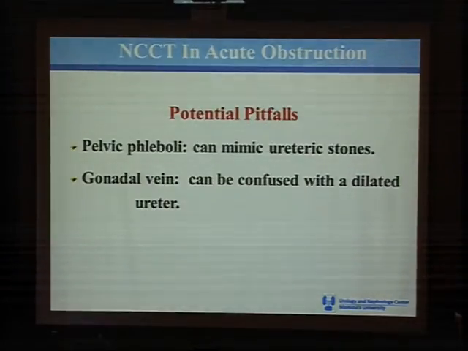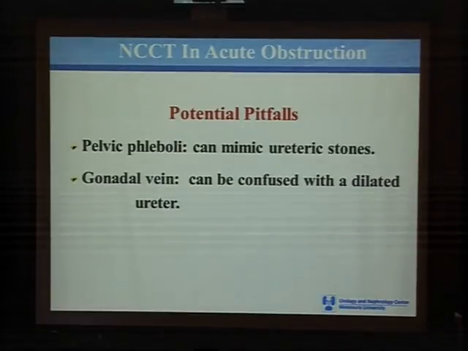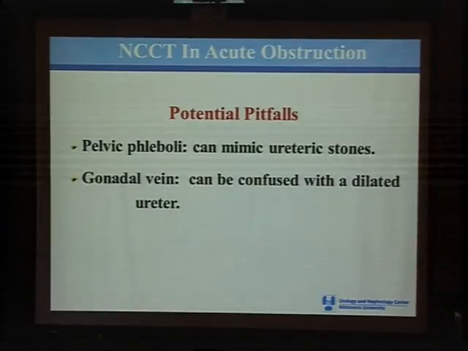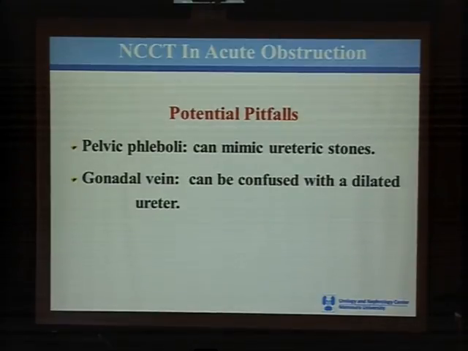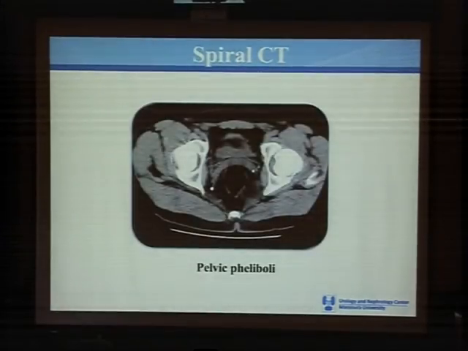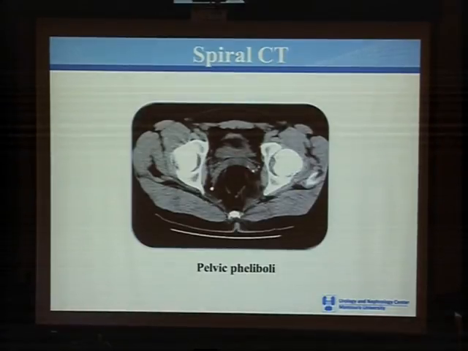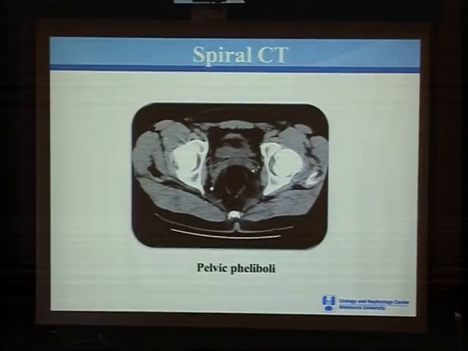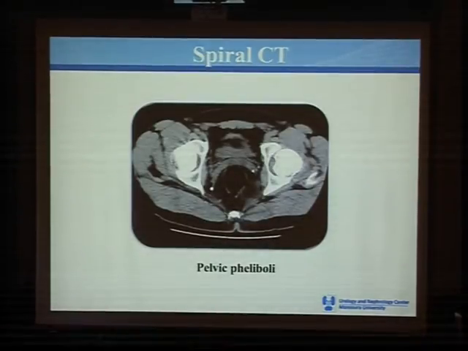These are the pitfalls that can make false interpretation with non-contrast CT, which are pelvic phleboliths that can be mistaken for stones in the pelvic part of the ureter, and the dilatation of the gonadal veins. This could be confused with dilated ureter. This is an example of pelvic phleboliths, phlebolith and phleboliths multiple. This means calcification of blood vessels inside the true pelvis. This could be mistaken as stones in the pelvic part of the ureter.